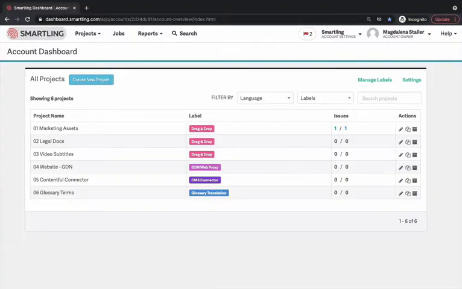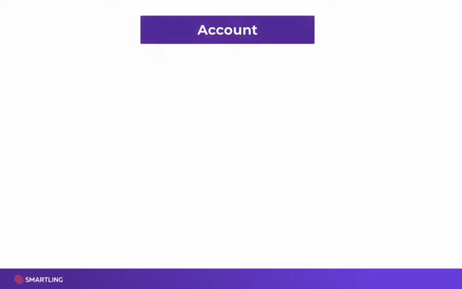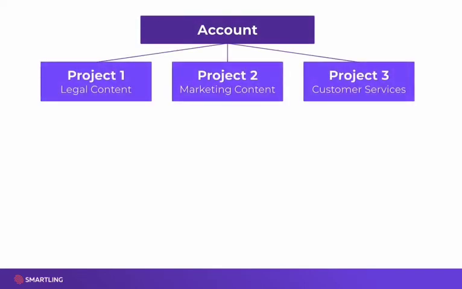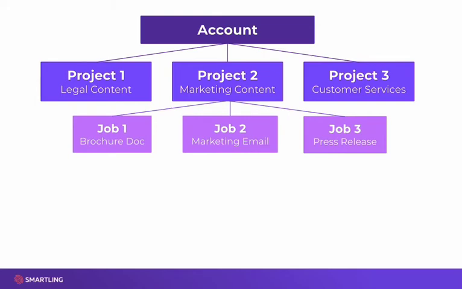Your Smartling home screen is showing your account dashboard, which lists out all of the projects that you have access to. In Smartling, projects can be thought of as folders that certain content types will be uploaded to. Within each of these projects or folders, you will then be able to create the actual translation tasks that we call jobs. These are the tasks that your translators will be working on, and they usually have a due date or deadline.